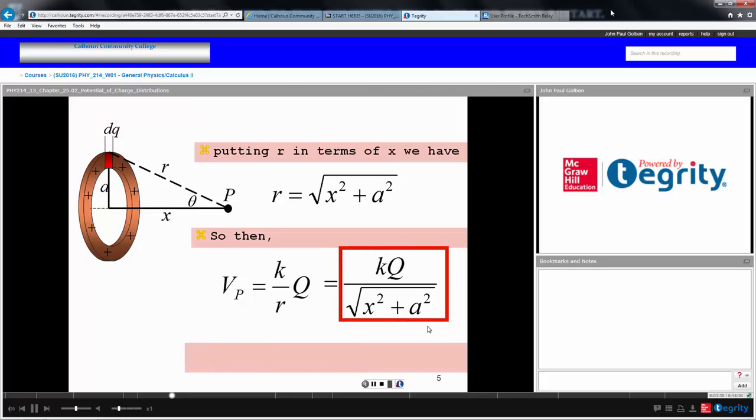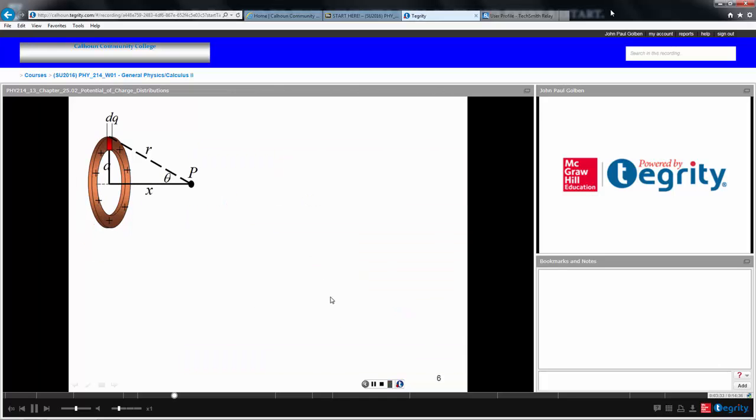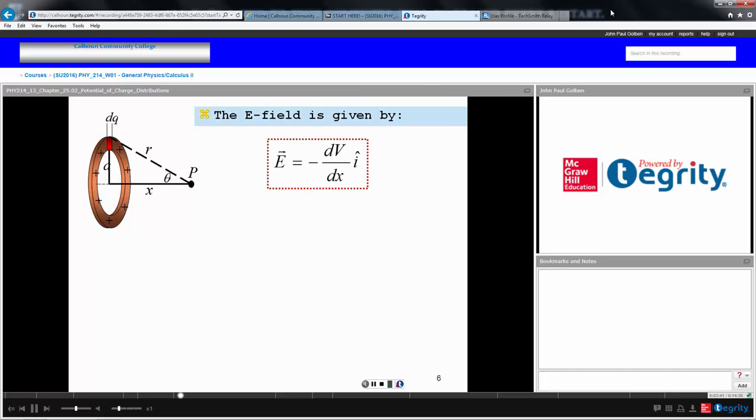And we want to find the electric field due to this potential as a function of x, because x is variable here. Well, according to our negative gradient, the electric field is the negative derivative of the potential with respect to x. X is the only variable that the E field is depending on, so we only have to take the derivative with respect to x. So in this case, our potential is kq over the square root of x squared plus a squared. Take the negative derivative with respect to x of that.